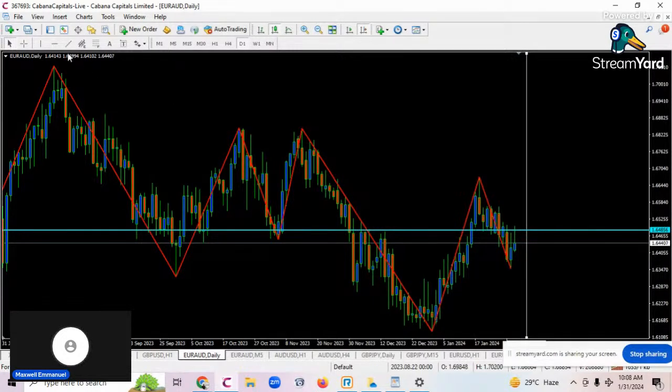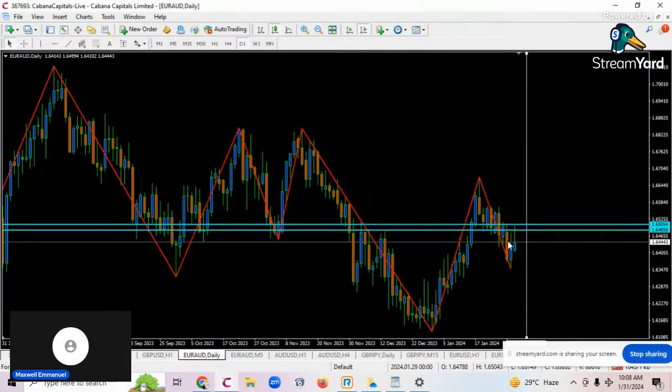Now, the bias would have changed from bearish to bullish if a 4 hour candle had closed above the high of this bearish candle. If that had happened, we would have considered buying Euro Aussie. But you can see there was a strong rejection from the support that was broken, now resistance, and also from the high of that candle. That's an indication that the sellers are still very much in the market.